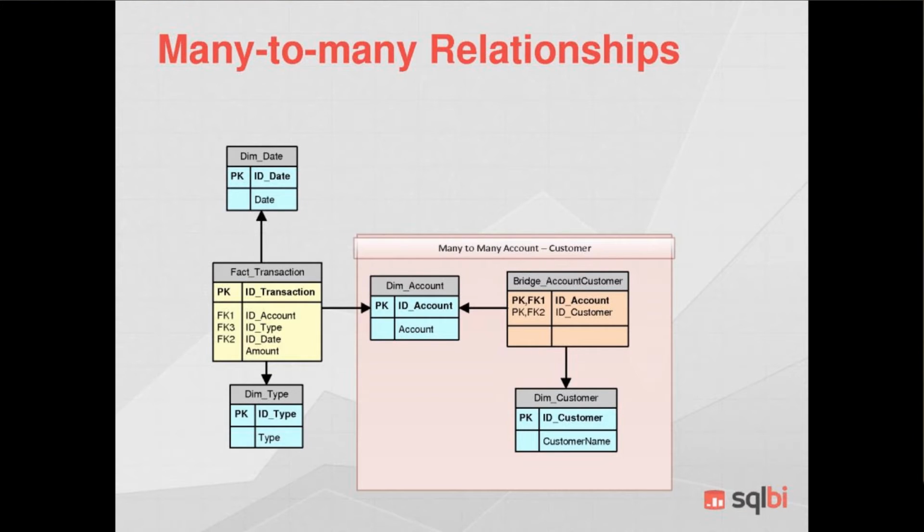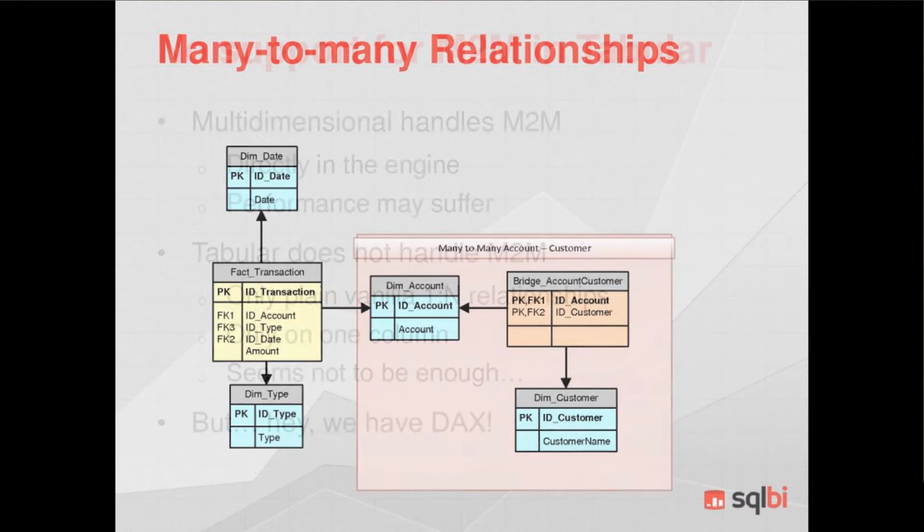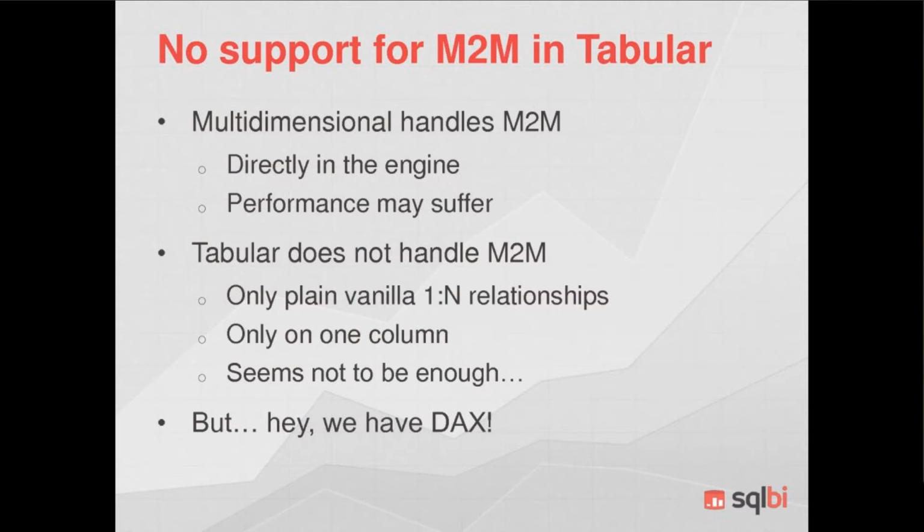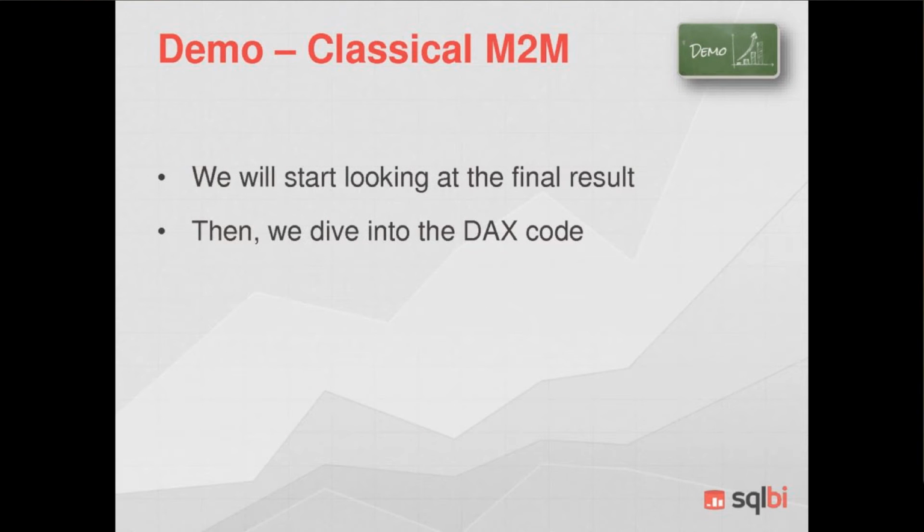And I heard so many times people complaining about the fact that tabular does not support many-to-many relationships. It's not that it does not support them. You need to write some complex DAX. I would not say complex, some advanced DAX in order to make the flow work. So multidimensional handles many-to-many, and it's there and it works, while tabular does not have many-to-many. The only kind of relationship present in tabular is a one-to-many relationship between two tables based on a single column. But we have DAX. There is the DAX language, and by writing some DAX code, we will be able to support many-to-many.